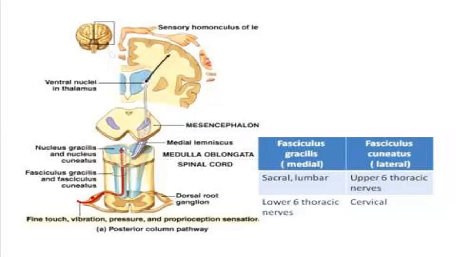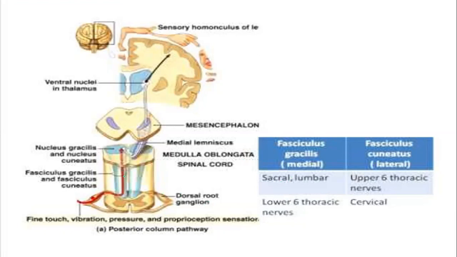But if we talk about the fine touch, then the thing is changed. For light crude touch, it is concerned with the anterior spinothalamic tract. But when we talk about the fine touch, then it is concerned with our fasciculus gracilis and the cuneatus. And then the same story continues.